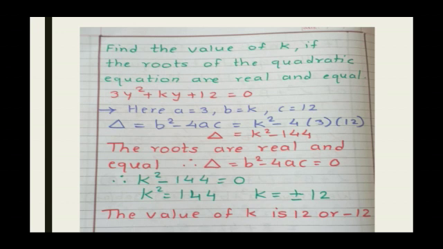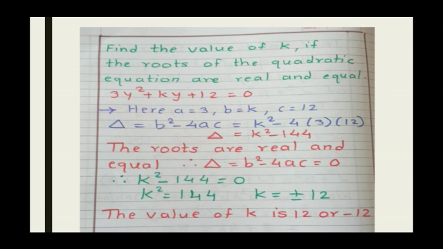Find the value of k if the roots of the quadratic equation are real and equal. 3y square plus ky plus 12 is equal to 0. Here a is equal to 3, b is equal to k, c is equal to 12. We have to find the value of delta, that is b square minus 4ac. Put the values of a, b, c to get b square minus 4ac. Therefore, it becomes k square minus 4 into, a value is 3, c value 12. Therefore, delta is equal to k square minus 144.